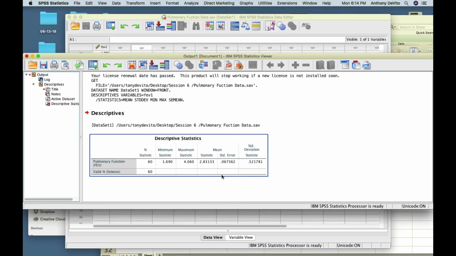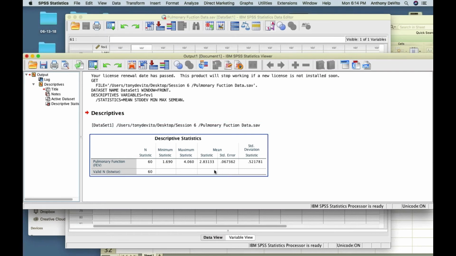Okay, what do I wind up with? I wind up with the mean expiratory volume is 2.83 liters in that first second. And my standard deviation is equal to 0.52178. Okay, so that's my standard deviation. This is my standard error. Remember, how do I get from my standard deviation to my standard error? My standard error is equal to the standard deviation divided by the square root of the sample size. Right, square root of n. It's not n, but square root of n.